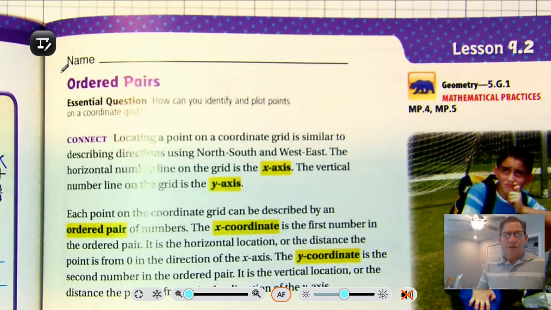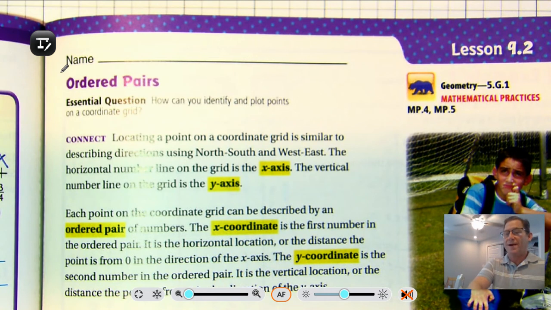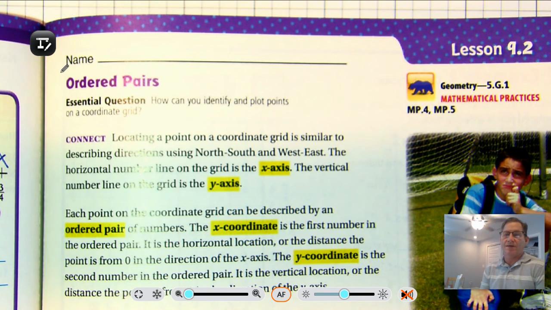Hello, everybody. Today we're going to continue with Chapter 9. We're going to be working with ordered pairs. We're on page 393 of the fifth grade Go Math textbook. And our essential question that you should be able to explain at the end of the lesson is how can you identify and plot points on a coordinate grid?